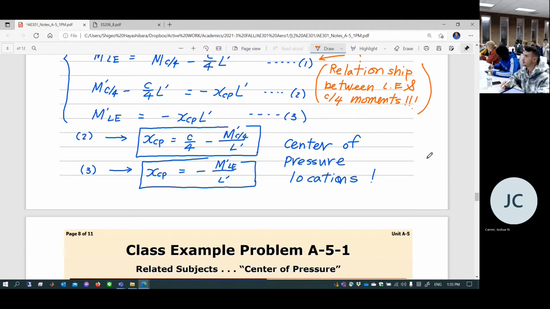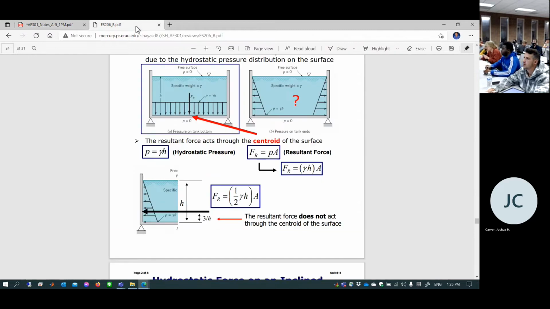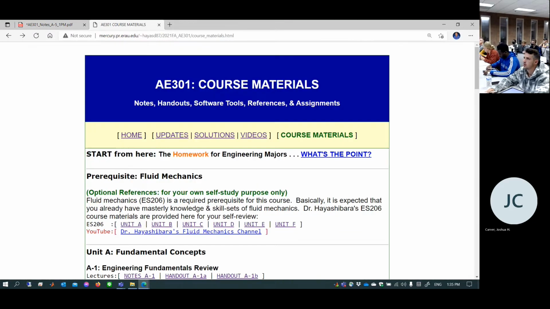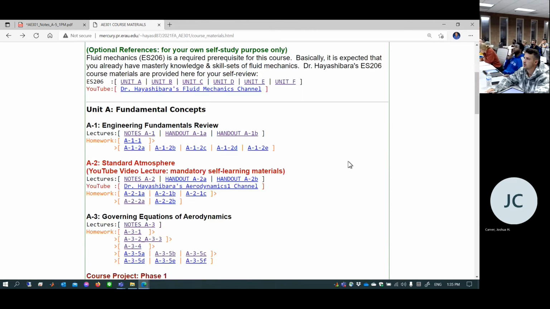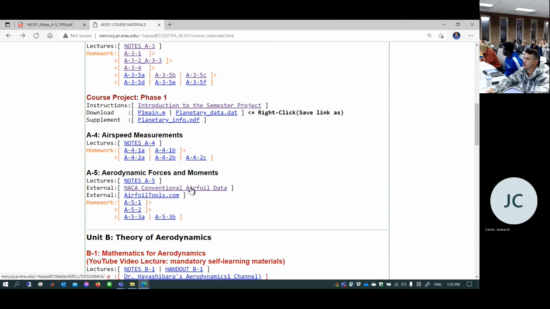Next page. So let's take a look at class example program 851. A set of experimental data for a series of conventional airfoils is available. Yes, this is called NACA conventional airfoil data. Do you know how to look it up? Let me show you. Did I actually include that in the course material maybe? NACA conventional airfoil data. Here we go.